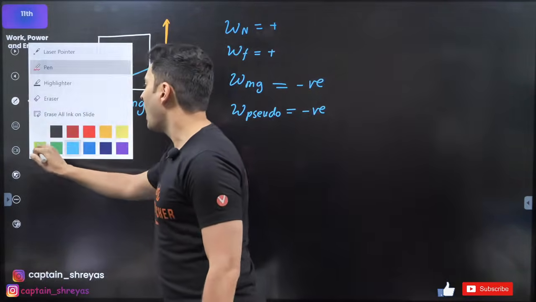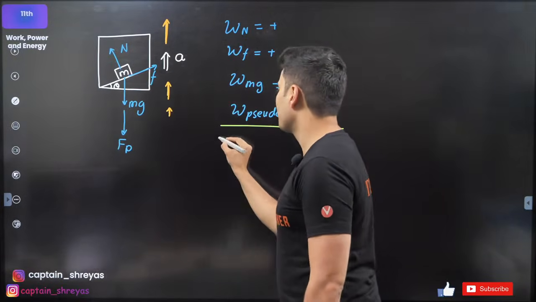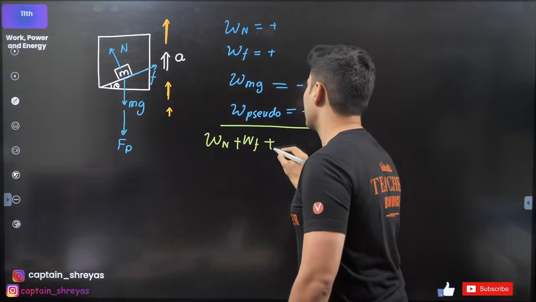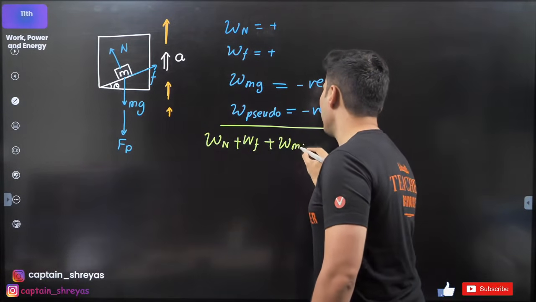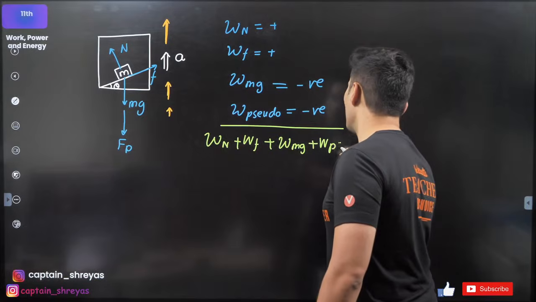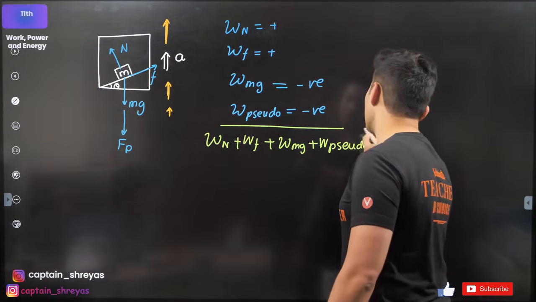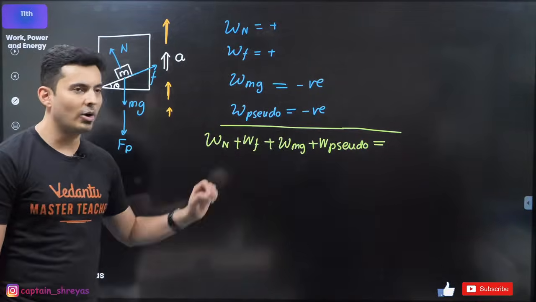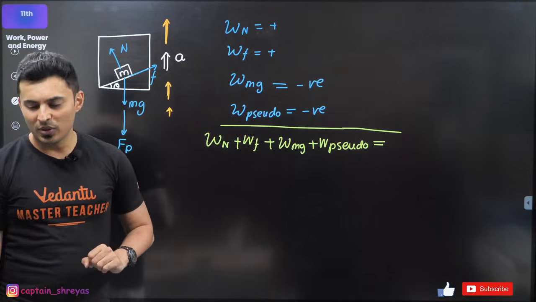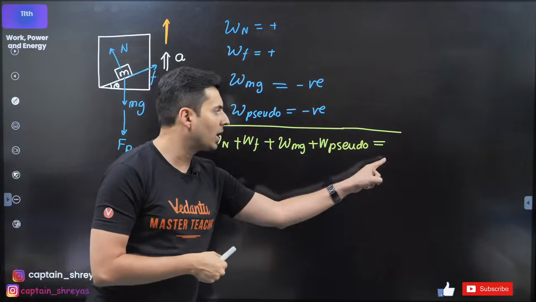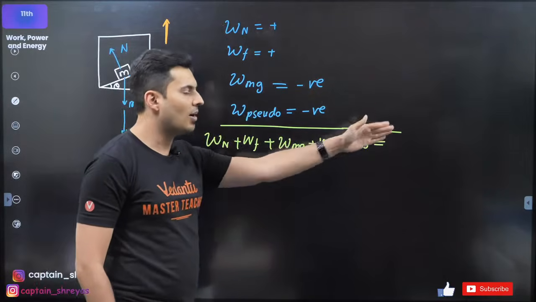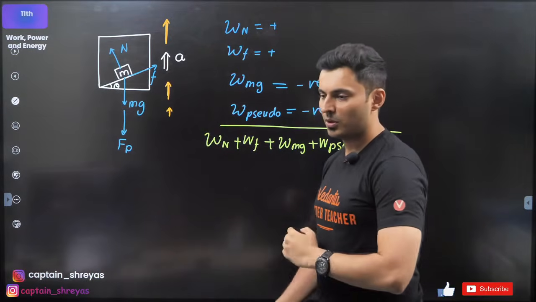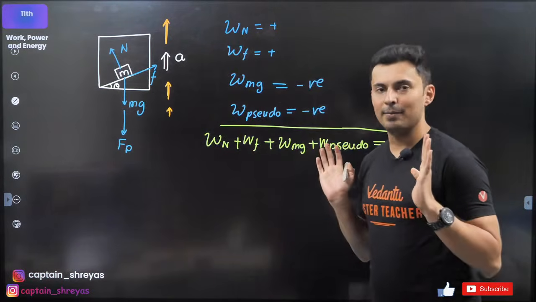If somebody asks you to add all of them, so the work done by normal plus the work done by friction plus work done by weight plus the work done by the pseudo force, will the answer be positive, negative or 0? Come on guys. Some are saying negative, some are saying positive. For this one, the total work done, will this sum come out to be positive or negative? Just use your work kinetic energy theorem. Just use your logic. Think and clearly tell me.